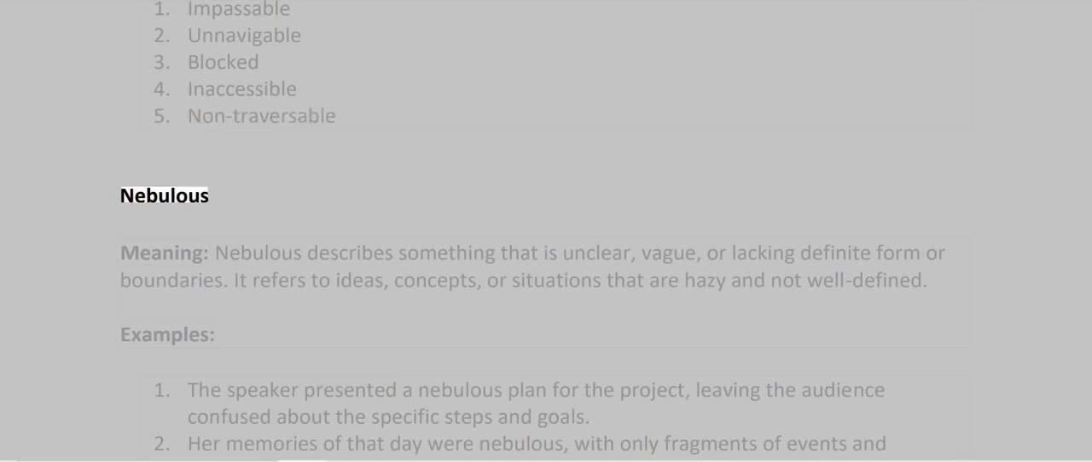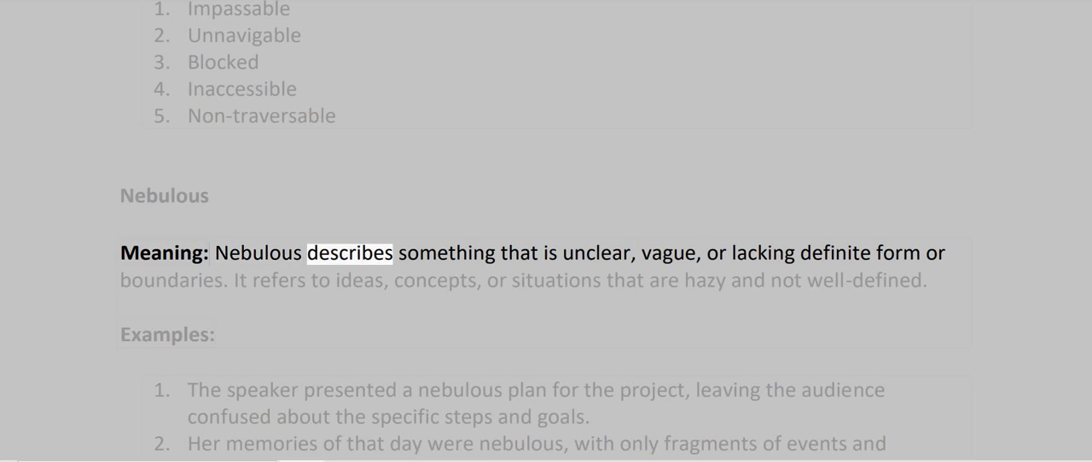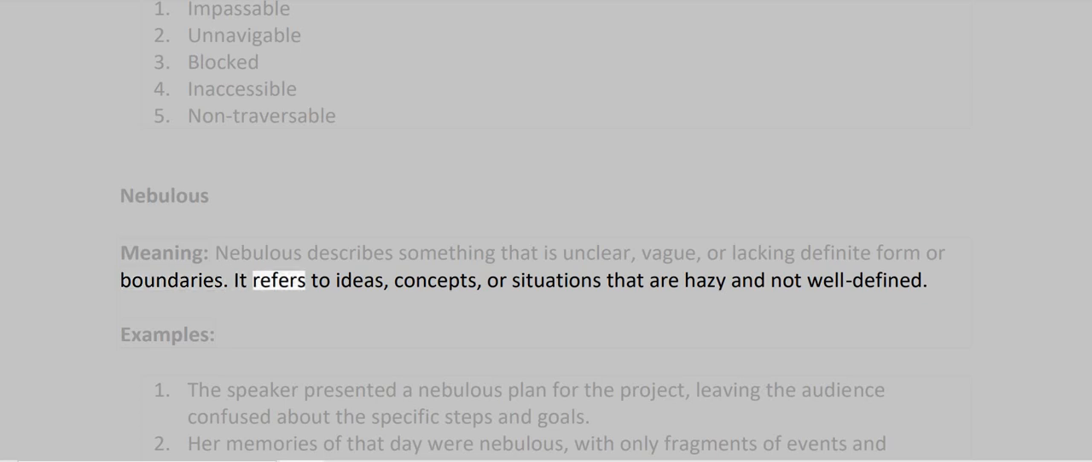Nebulous. Meaning: nebulous describes something that is unclear, vague, or lacking definite form or boundaries. It refers to ideas, concepts, or situations that are hazy and not well defined.